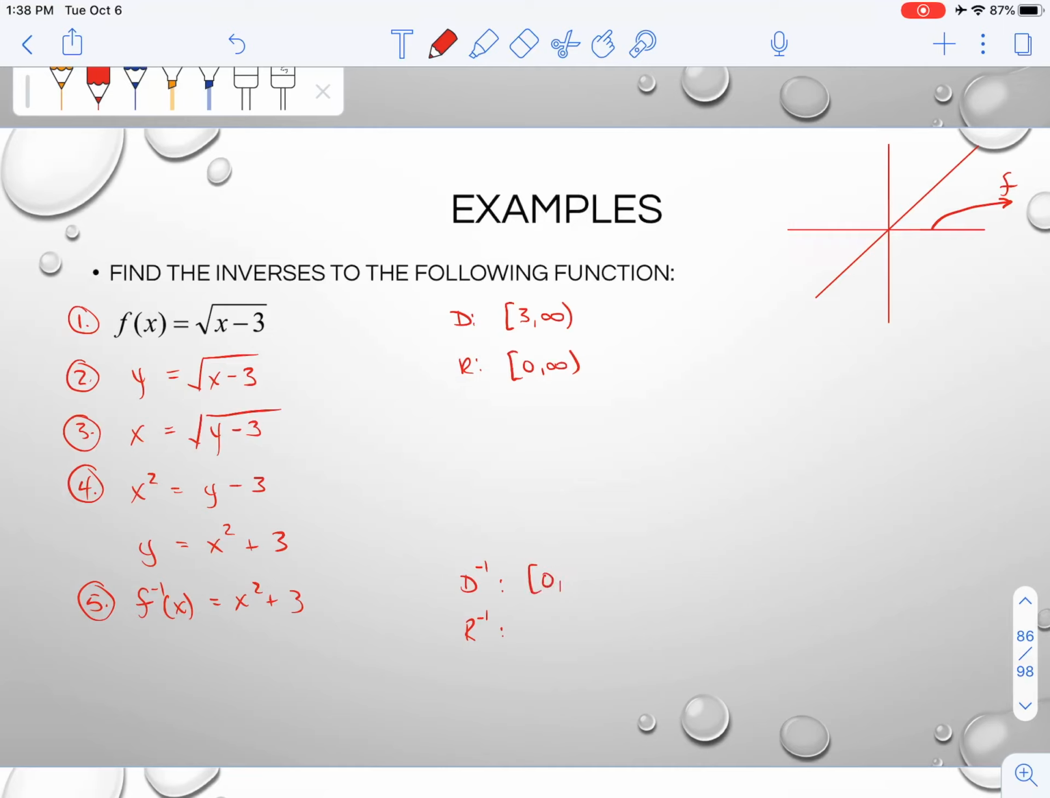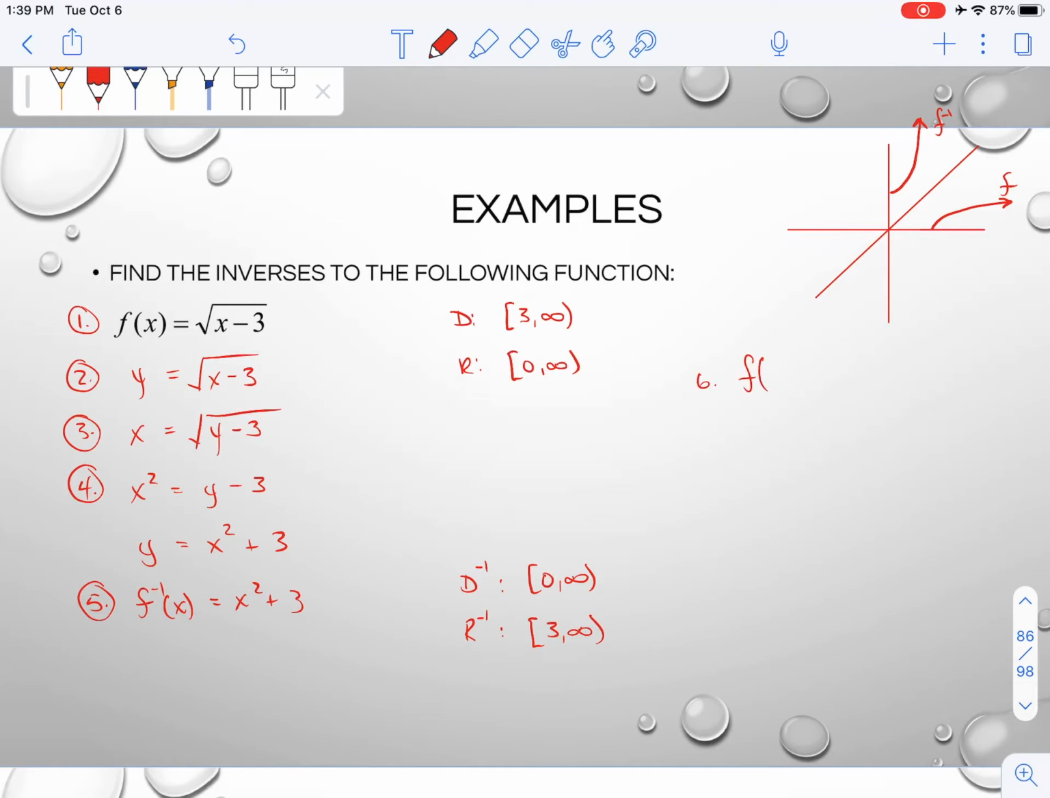My domain here is still going to only be from 0 through infinity because this is only going to give me the right-hand side of that inverse, right, for f inverse. Right, my range shifted up 3 units, it's going to go from 3 through infinity. Right, my domain and range did switch, so it tells me it should be an inverse. We can verify it real quick.